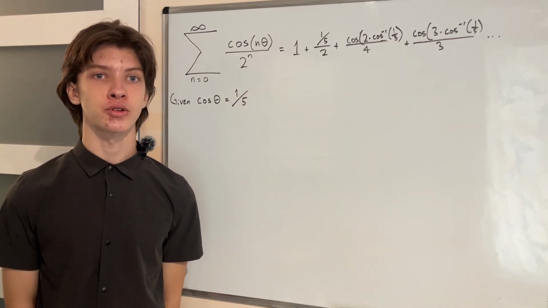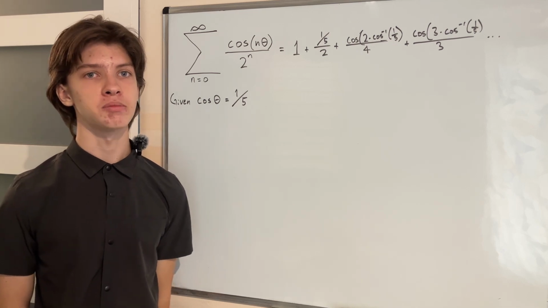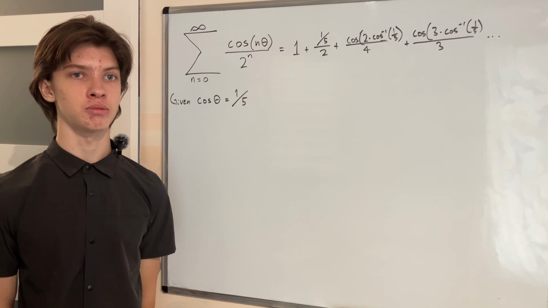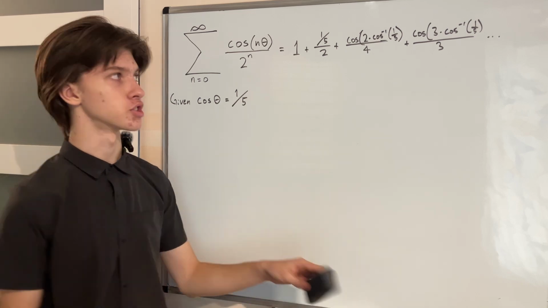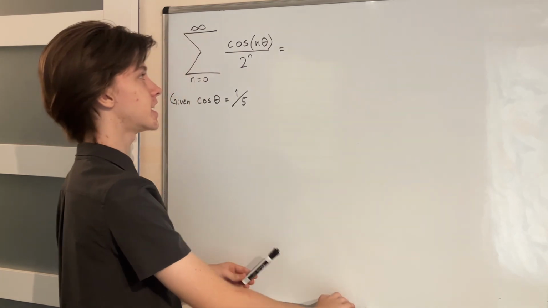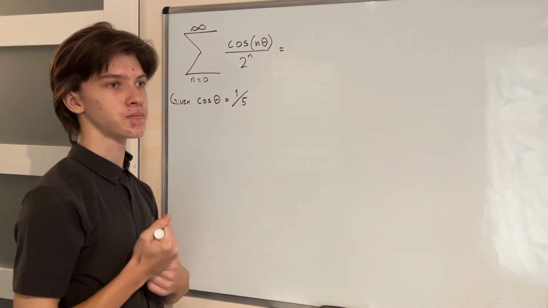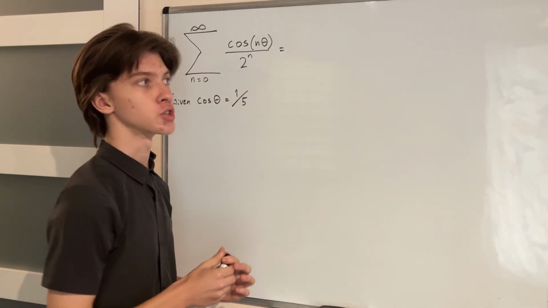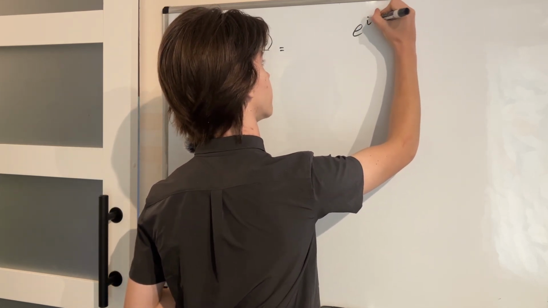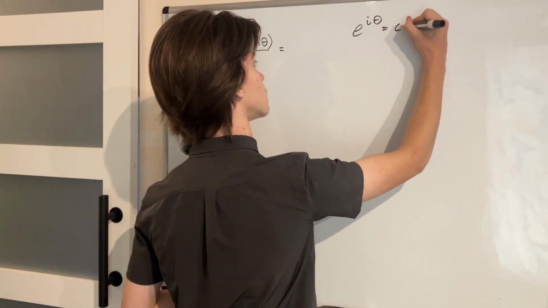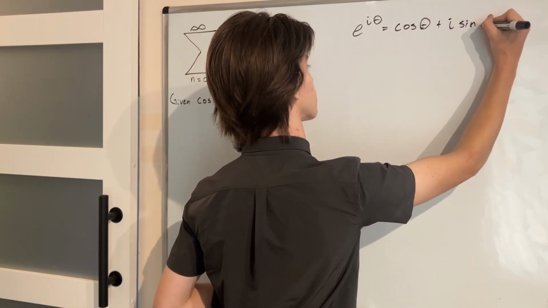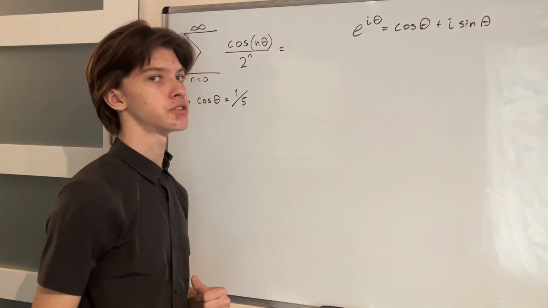But if we remember one of the fundamental results of complex analysis, this sum, as you're about to see, is actually extremely simple. And what is this result of complex analysis I'm talking about? How do complex numbers even relate to the cosine of n theta? Well, it could be none other than Euler's identity, which states that e to the power of i theta equals cosine of theta plus i sine of theta, where e is Euler's number and i is the imaginary unit.